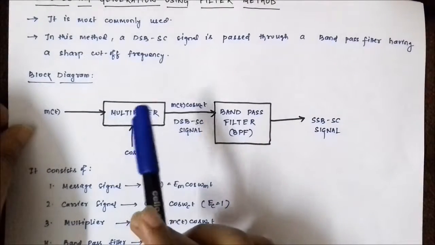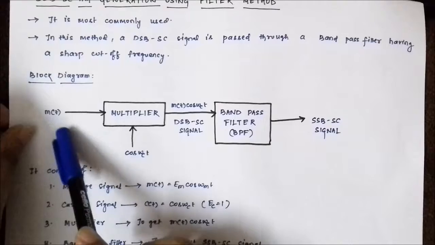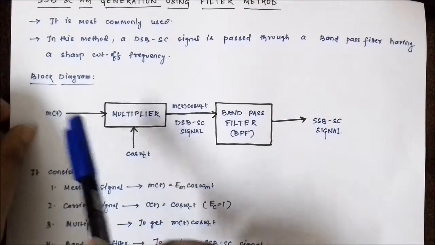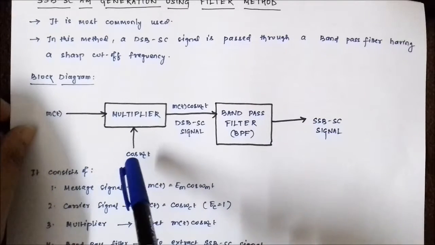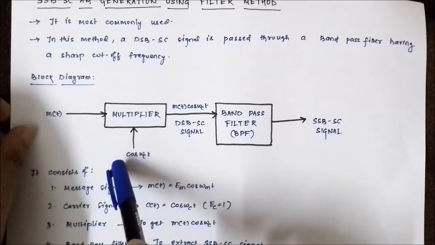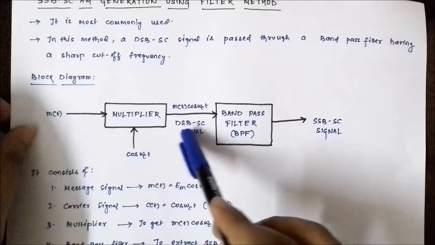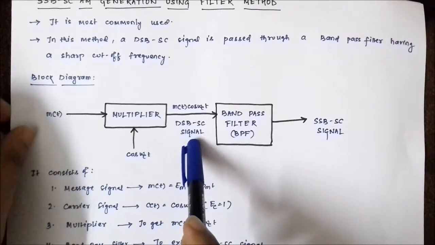We have a multiplier to which the message signal and the carrier signal of unit amplitude are fed. Message signal m(t) is equal to Em cos omega m t, and the carrier signal of unit amplitude means the amplitude value Ec is equal to 1. It is fed. Now the output of the multiplier is the resultant double sideband suppressed carrier signal.